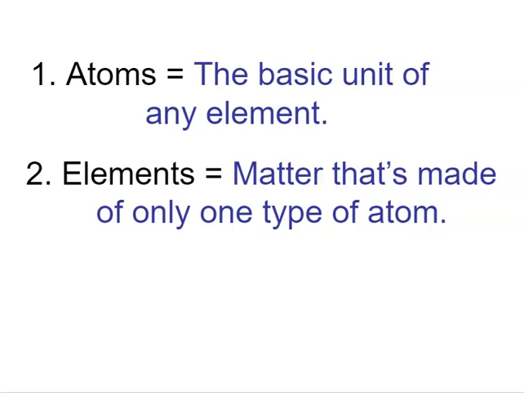Atoms are the basic unit of matter. They're also the basic unit of any element. Energy is different. Energy does not contain matter. Okay? So elements are matter that is made of only one specific type of atom.